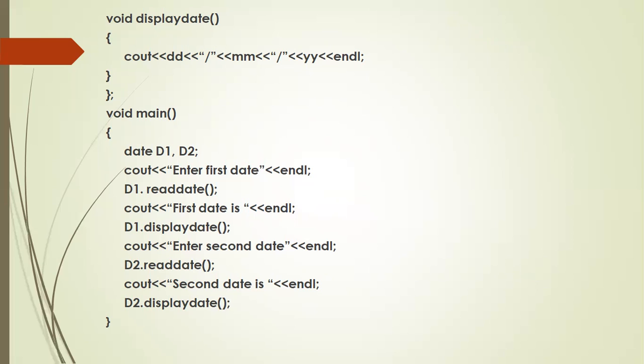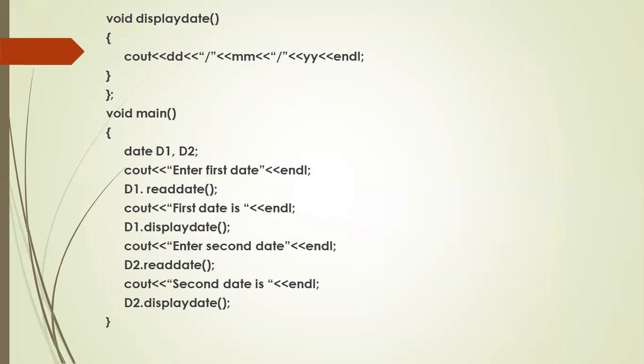The general syntax of object creation is class name followed by object name 1 comma object name 2 comma etc. So Date d1, d2. So Date is the class name, d1 and d2 naturally are the objects. Now you have to input the value for the first date, display the first date, input the value for the second date, display the date.